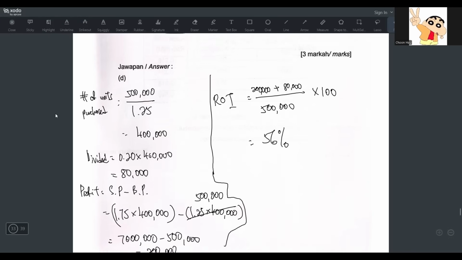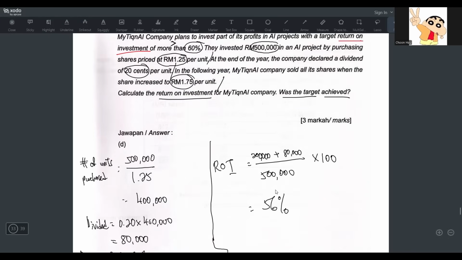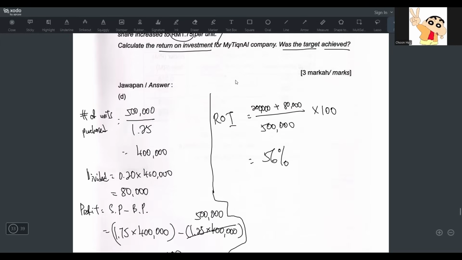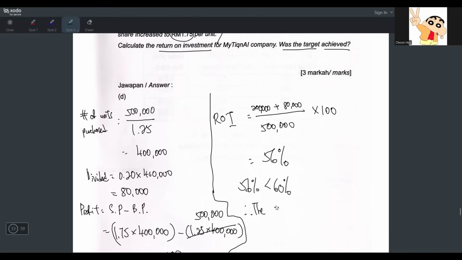Now we can answer the question. Calculate the ROI: 56%. Was the target achieved? The target is that they want the ROI to be more than 60%. You can see that 56% is clearly less than 60%. So we can say the target is not achieved, because the target is 60% and you only got an ROI of 56%. So it's not achieved. Okay, that's all. Sudah siap?